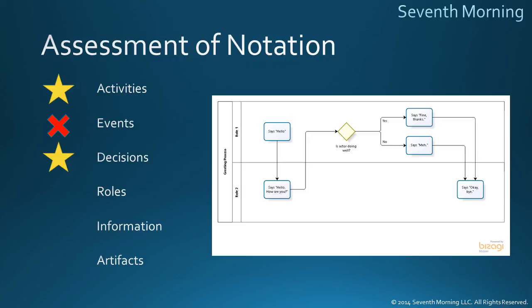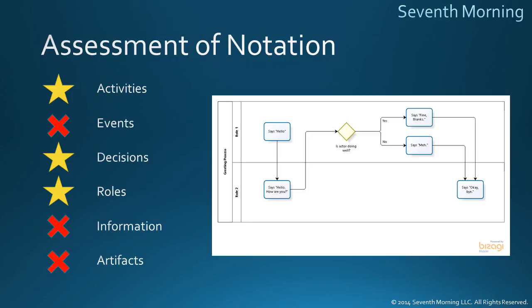Roles is next. Roles are indicated, of course, by the swim lanes, so we meet that requirement. Next is information. Well, there isn't really any mechanism for modeling information in flowcharts, and it's actually quite rare for information to be modeled at all in them. So this requirement, we can't say that it's met, no. And finally, other artifacts. With other artifacts, it's the same as with information. There's no normal way of modeling it, so this doesn't meet the requirement.